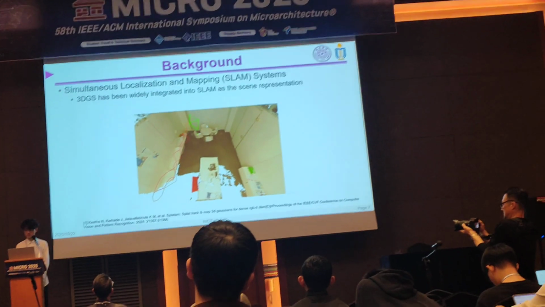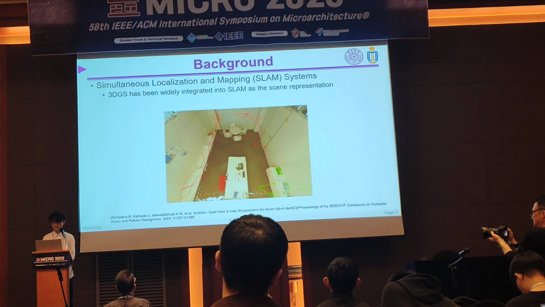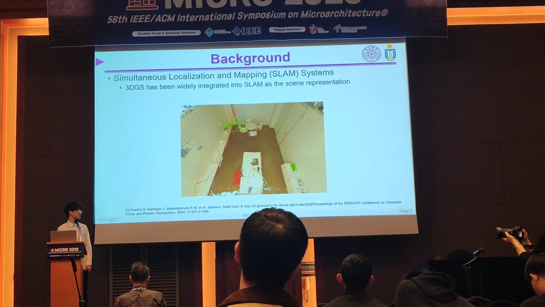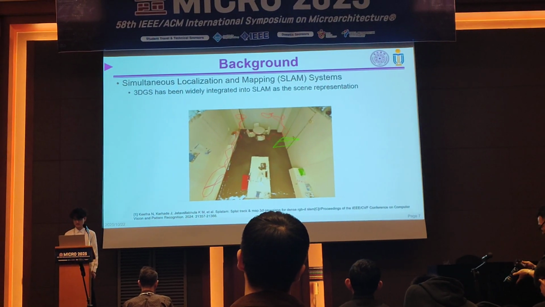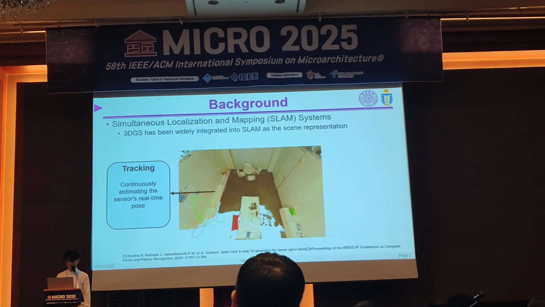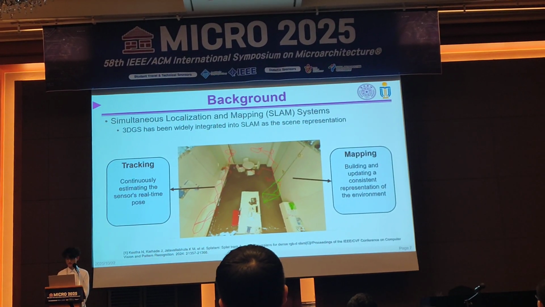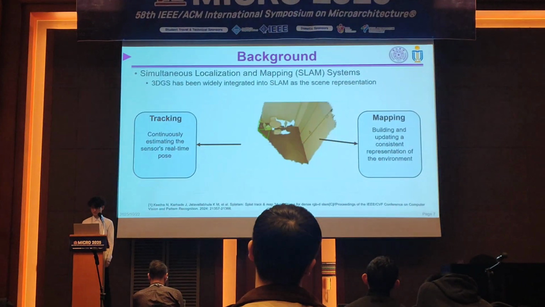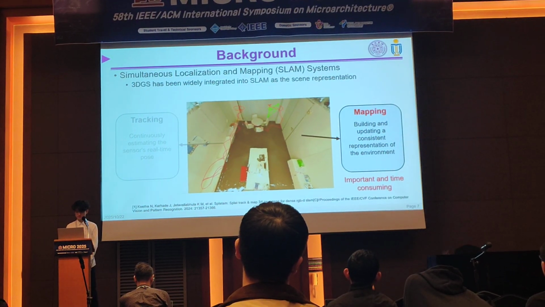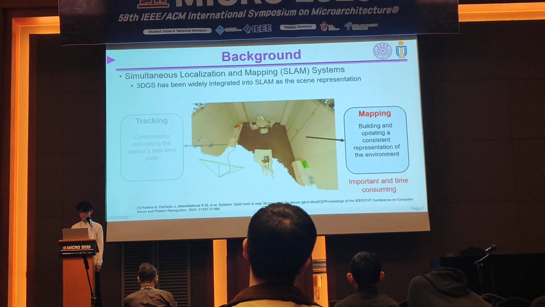As our current work applies this powerful 3DGS technology in many scenarios, our focus is one of the most important applications, SLAM, which was introduced by the former presenter. The SLAM system contains two key modules: tracking, which continuously estimates the sensor's real-time pose, and mapping, which builds and updates a consistent representation of the environment. Between these two, mapping is not only critical for the final accuracy, but also more time-consuming, and of course, important for further acceleration.